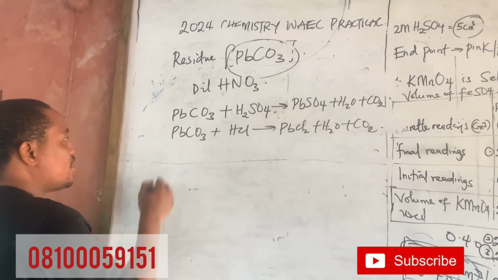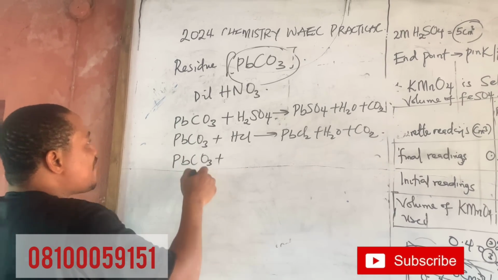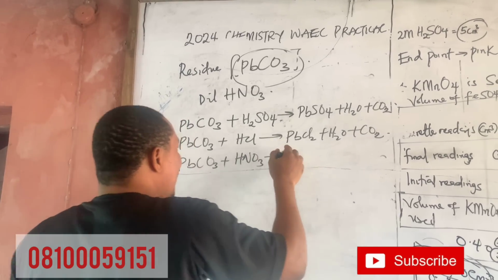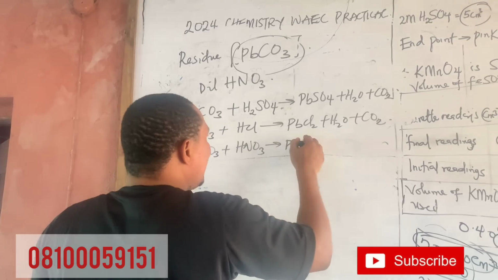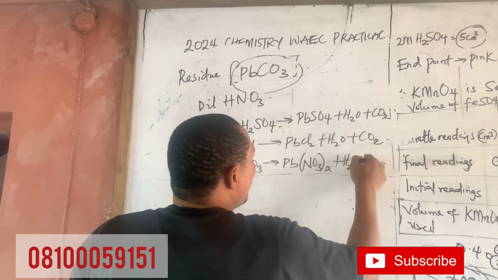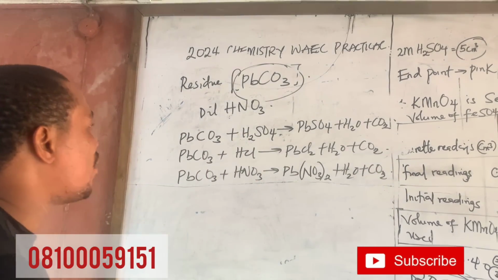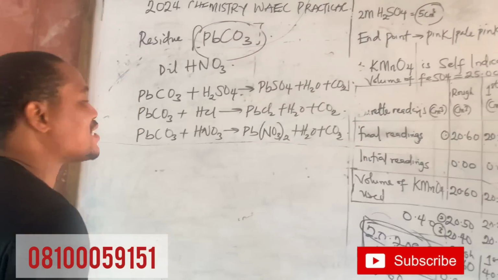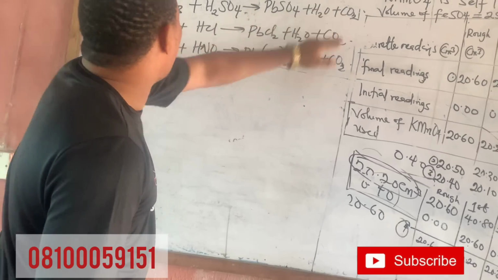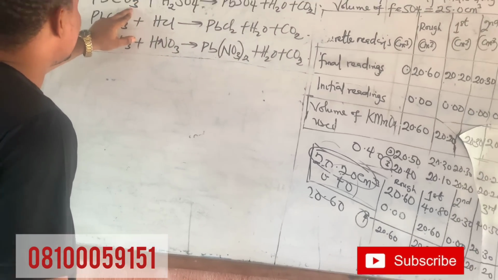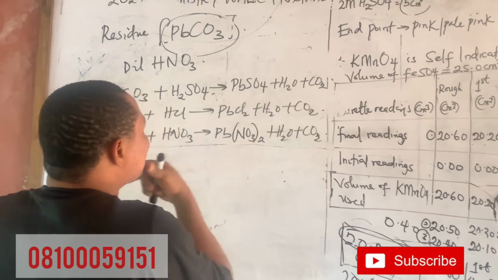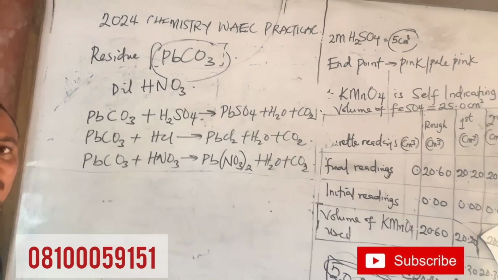Guys, just pay attention. But if I add HNO3, I am going to have Pb(NO3)2 plus H2O plus CO2. Please, we have to balance the equation. I don't have enough time, but I still like to balance the equation. I don't like leaving an equation unbalanced. So lead is balanced. This is carbon 1, this is carbon 1, balanced. This is 3 oxygen plus 4, that's 7. 4 plus 5 plus 2, that's 7. 2 hydrogen, 2 hydrogen. I think this one is balanced.